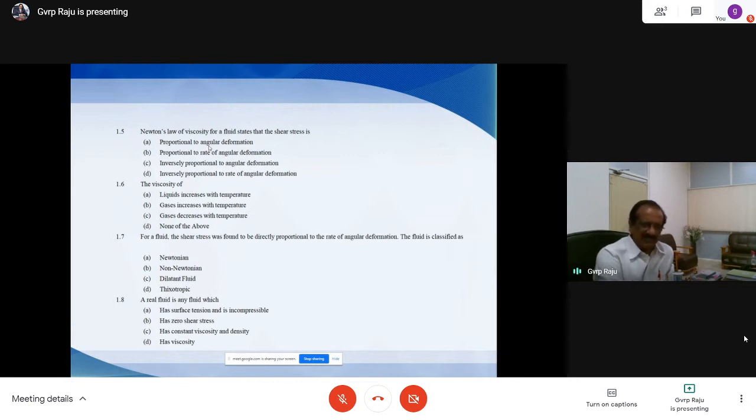So du by dy is the rate of deformation, not simply deformation. Deformation means a change; rate of deformation means du by dy. I mentioned yesterday, throughout, the graph between shear stress and rate of deformation. So Newton's law of viscosity is proportional to rate of angular deformation. So 1.5, B.